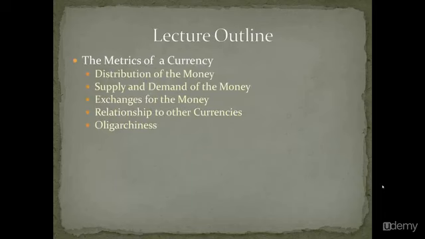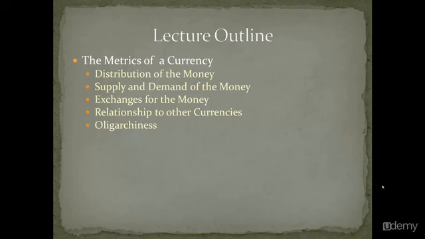First, we're going to talk about the metrics of a currency. Whether you're trading in the yen, the yuan, the dollar, the pound, every single currency used on the planet that's considered to be legitimate has certain metrics that we can look at it from. For example, the distribution of the money. Is the money widely spread, and there's equal distribution amongst everyone, or is it hoarded by a small group of people?